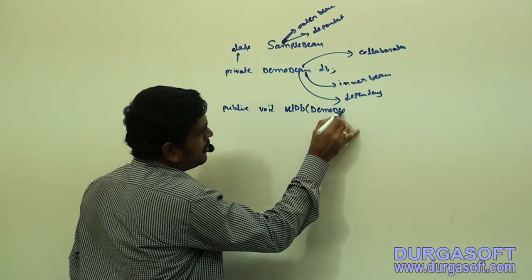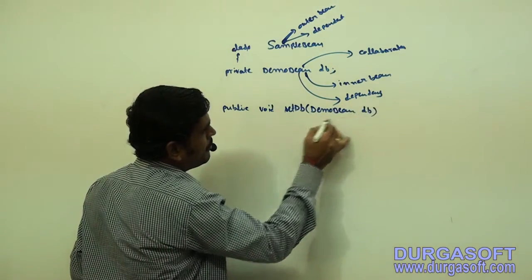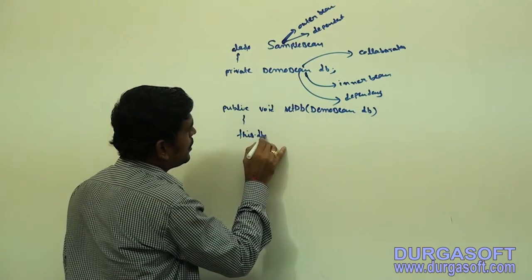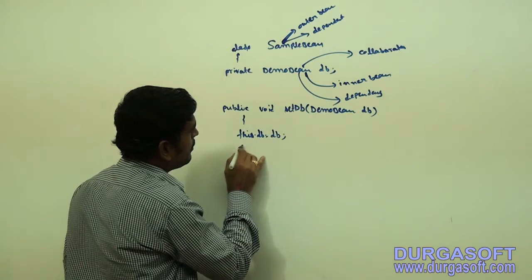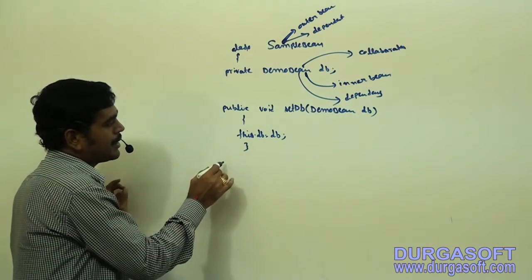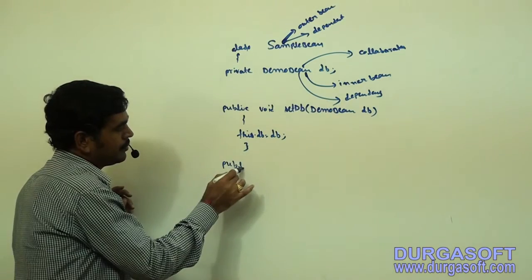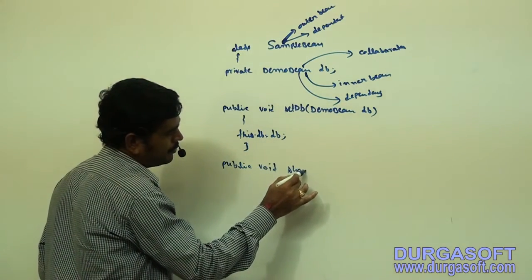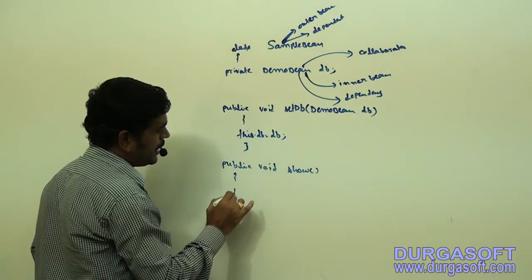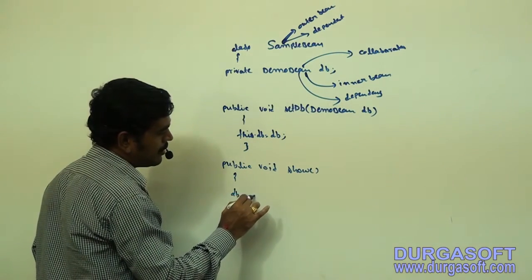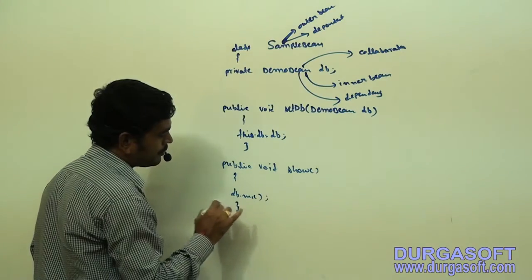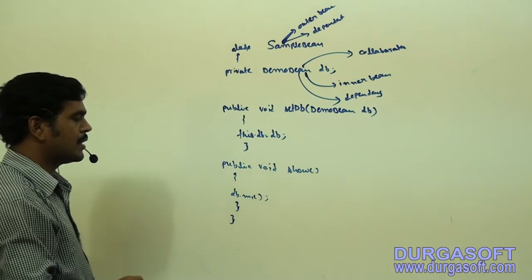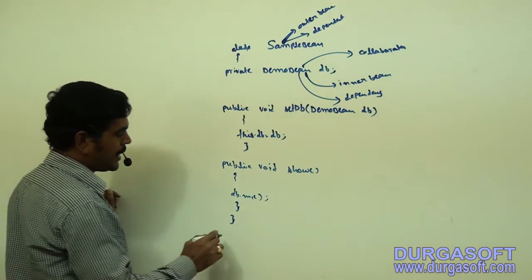demo bin db, then next this dot db is equal to db, then next public void show, under that db dot mn. What is this mn? Mn is one of the methods available to the demo bin class. Okay, demo bin class we have to design like this.